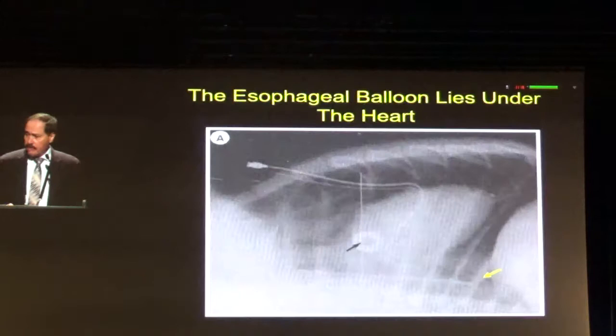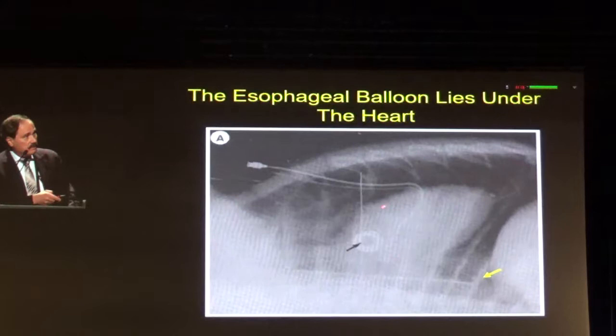And this is a very old slide of mine. This is the heart of an experimental animal. This is an esophageal balloon. And you see where the tip of the esophageal balloon is in comparison to the vertical axis of the heart.